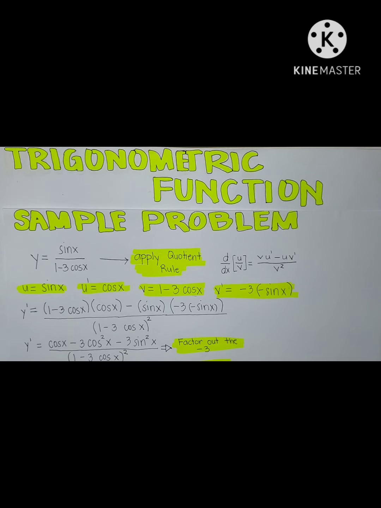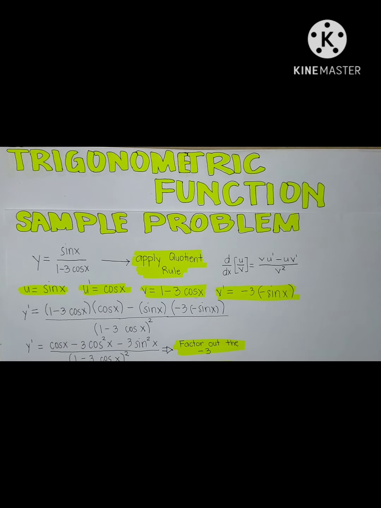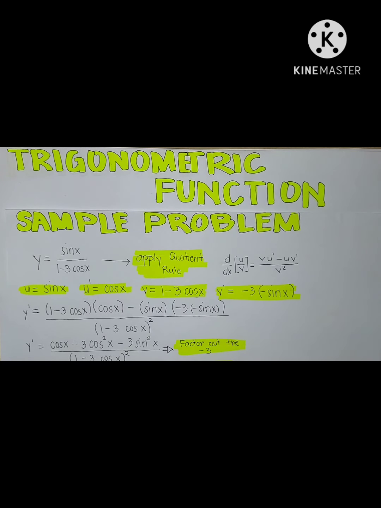Before we get the derivative of this function, first we need to get the derivative of u and v, which u refers to the numerator and v to the denominator. Now let us get each derivatives. U is equal to sine x, and the derivative of sine x is cosine x, times the derivative of the inside, which is x, is 1. Cosine x multiplied to 1 is equal to cosine x.